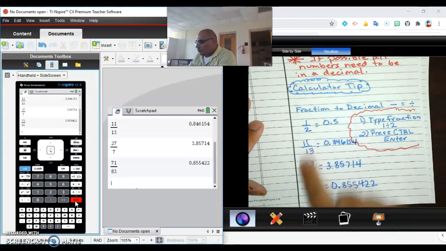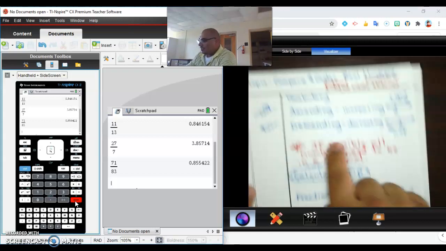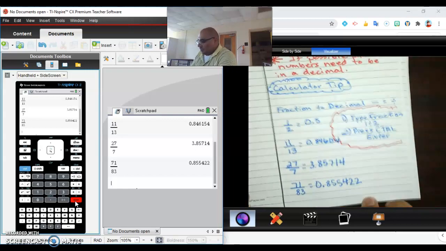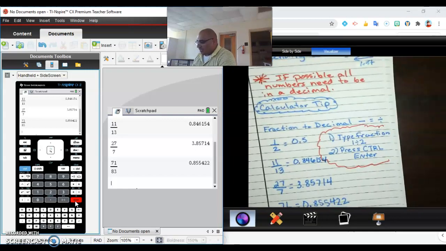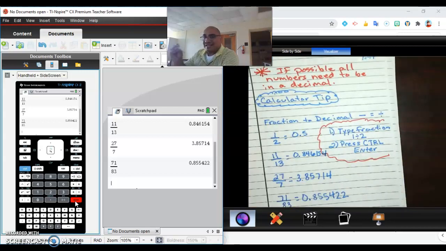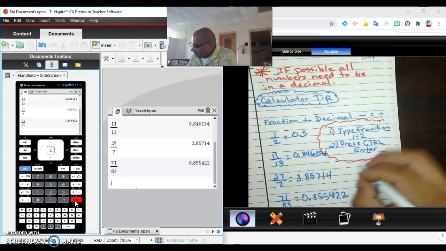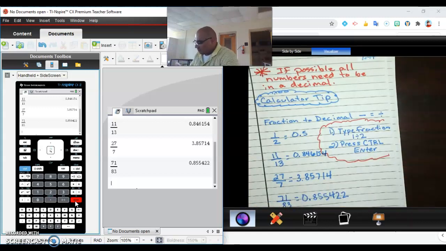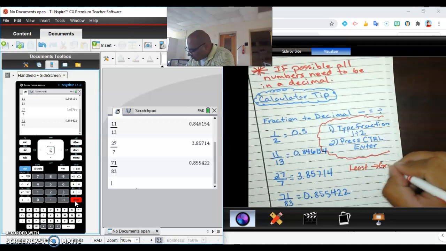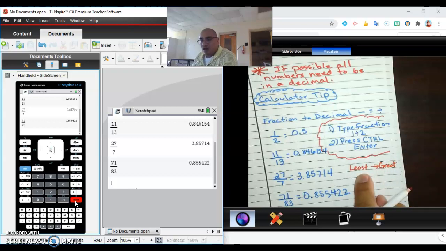Now, we did 4 problems together. The reason we did 4 is because when it comes to test time, you're going to have to put numbers in order, either from least to greatest or greatest to least, in ascending or descending form. So guys, if I were to ask you, out of these 4 values, starting from least to greatest, which is our smallest number?